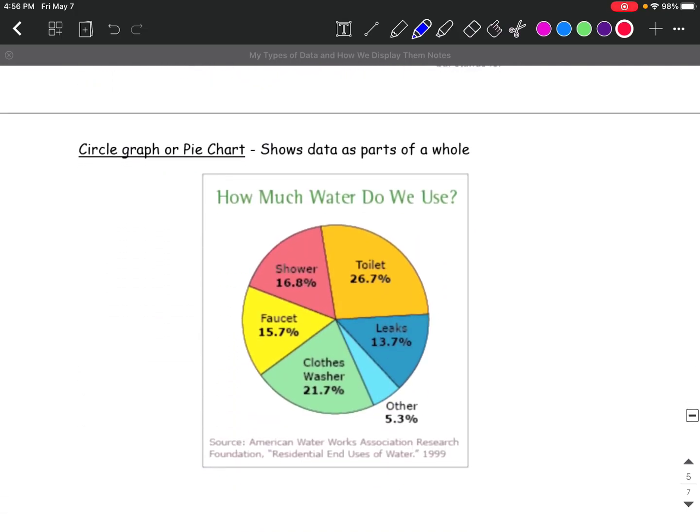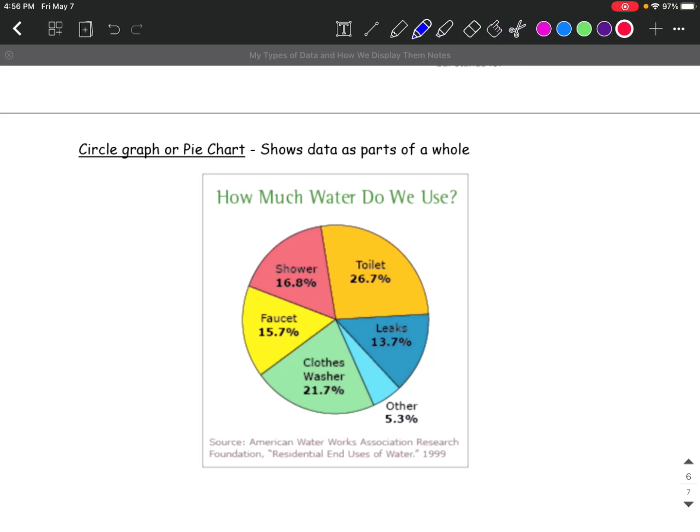Next comes the circle or the pie chart. So here, we're showing the data as parts of a whole. And it's important to realize when you're dealing with these percents, the percents should add up to 100%. If they don't add up to 100%, it's not a valid graph, okay? And it's showing you in relationship to each other.